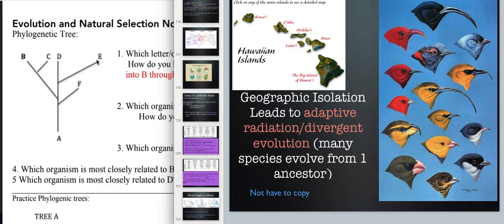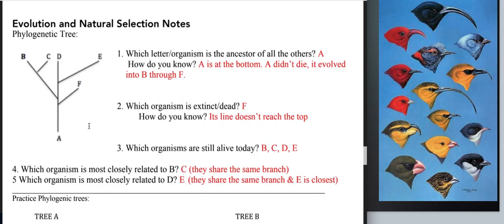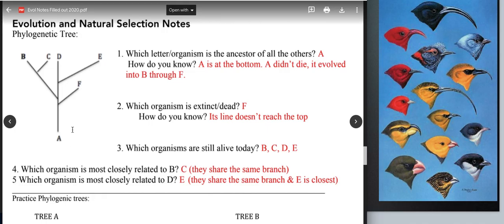Each letter represents a species, so each of these letters would be one of these birds. And the branches are not placed haphazardly, they're placed based on how related the species are. If we look, letter A is the ancestor. It's at the root of the tree. The roots grow first, so A is the common ancestor.